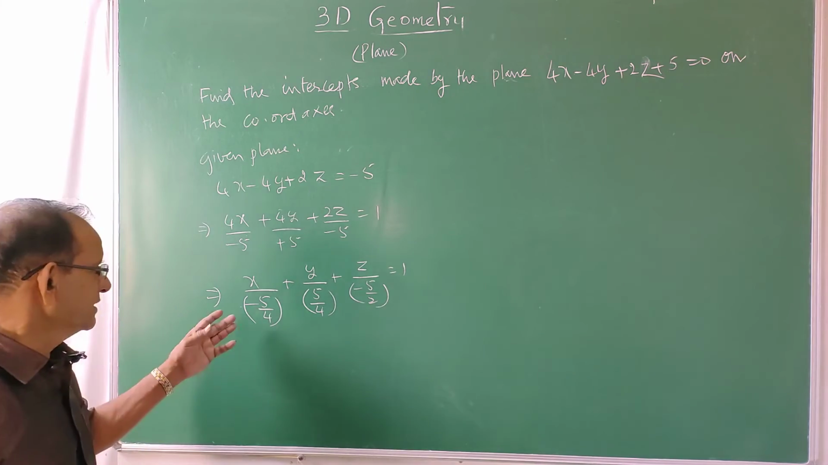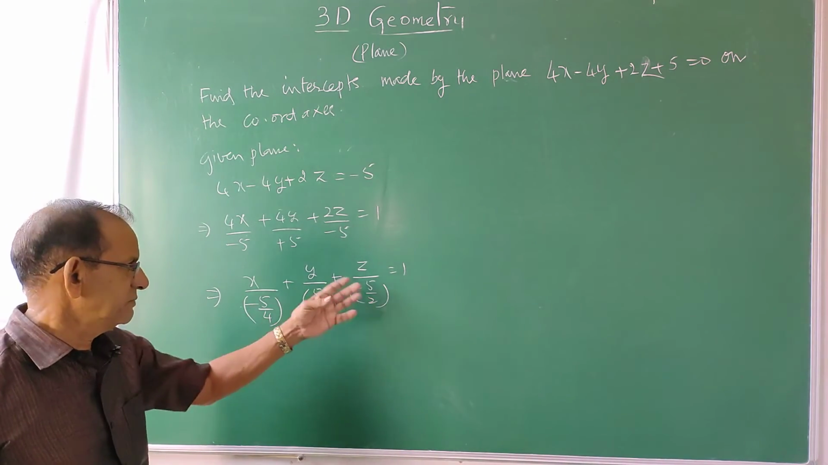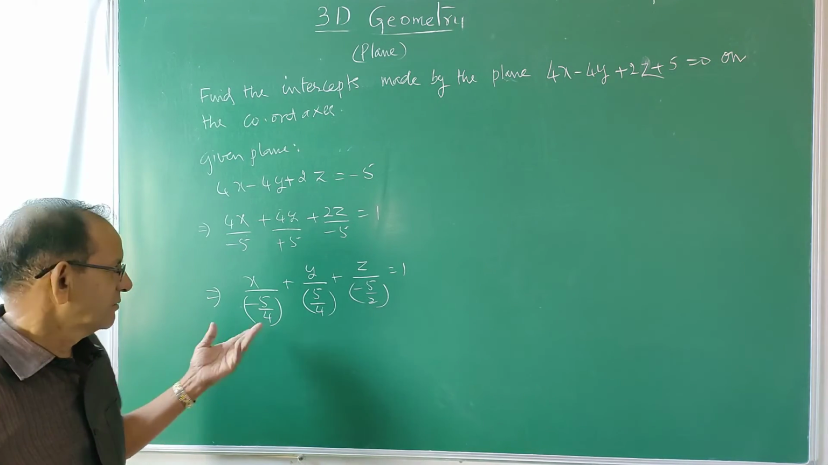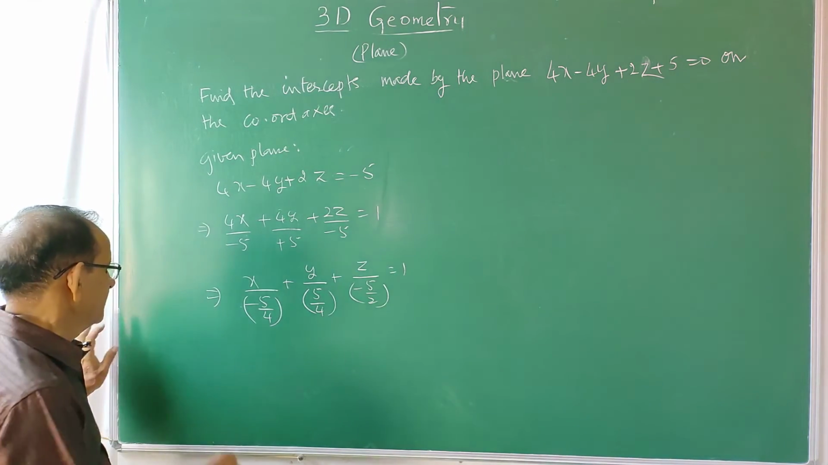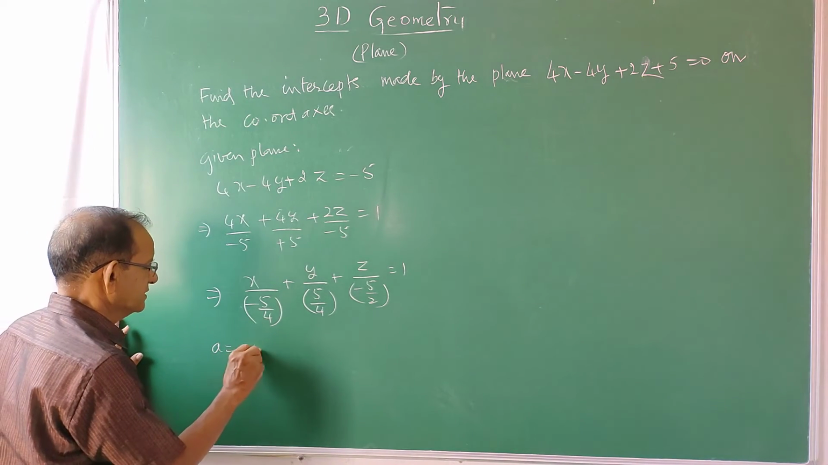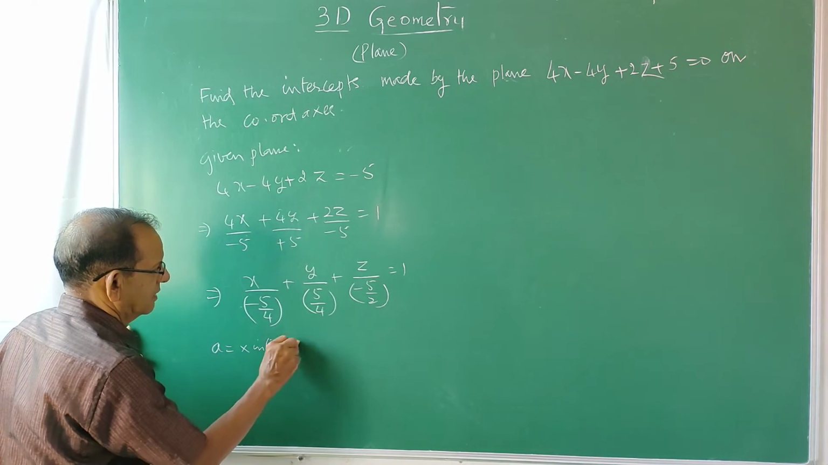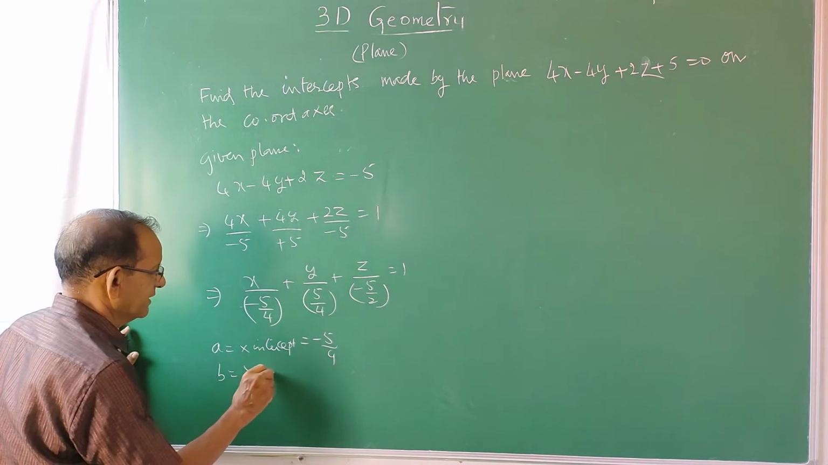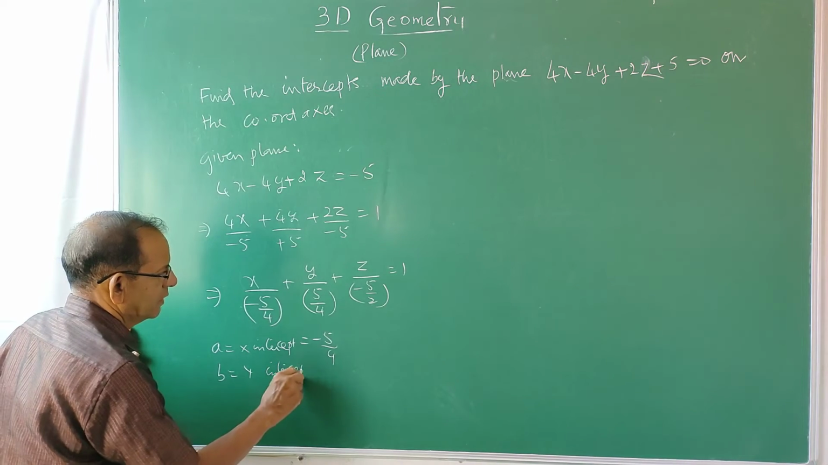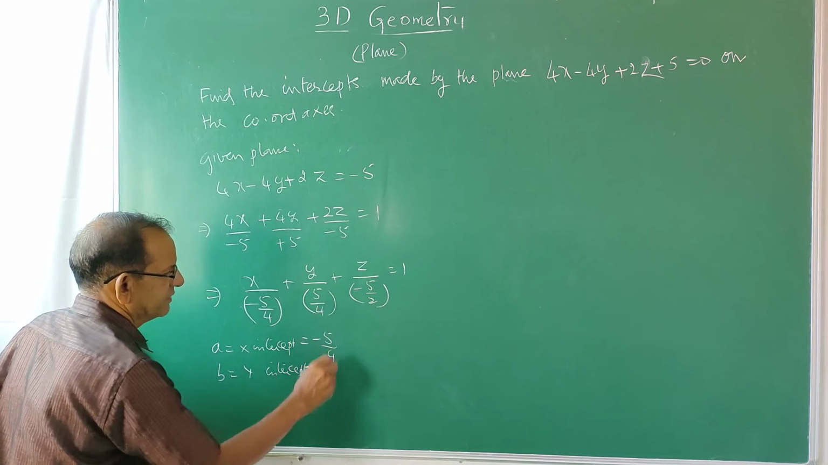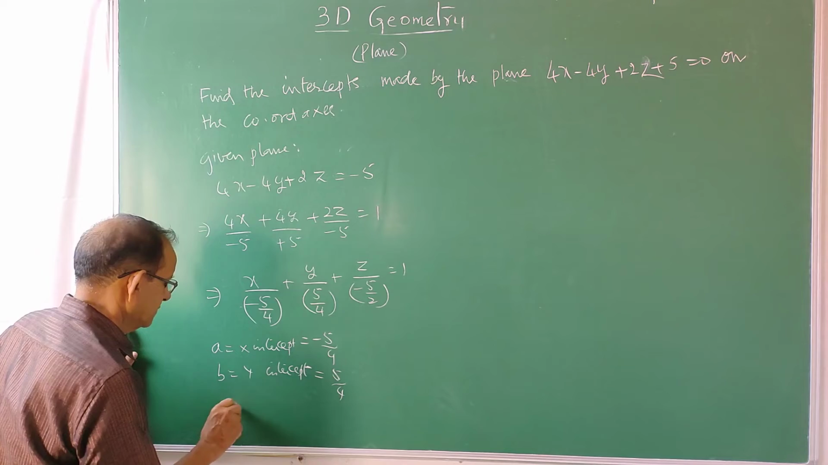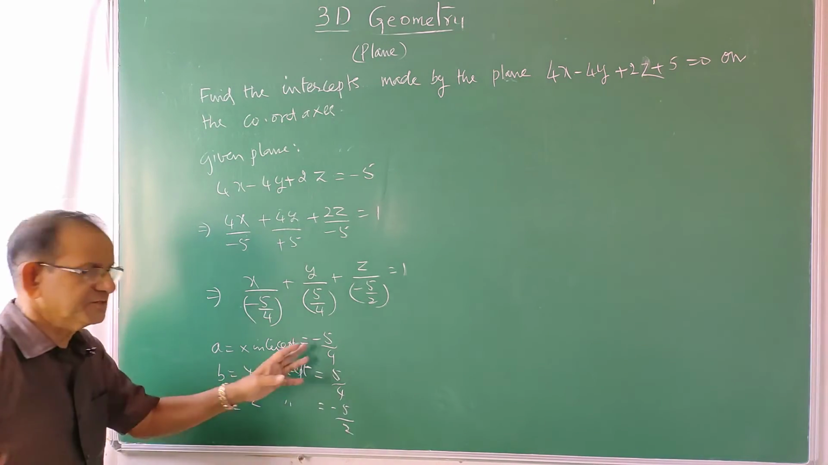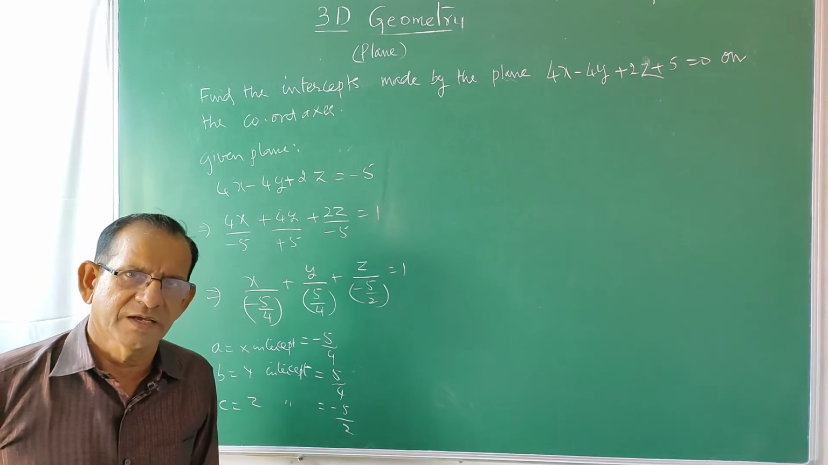Now it is in the intercept form, x by a plus y by b plus z by c is equal to 1. If intercept form is asked, you can stop there, but here you have to find the intercepts. Therefore, a, the x intercept, is equal to minus 5 by 4, b, the y intercept, is equal to 5 by 4, and c, the z intercept, is equal to minus 5 by 2. These are the intercepts made by the given plane on the coordinate axis.